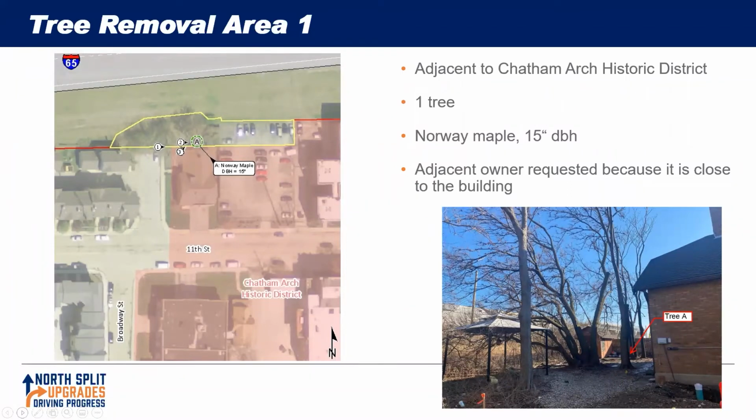Tree removal area 1 is located south of I-65 near 11th and Broadway streets. It's adjacent to the Chatham Arch Historic District. If you're familiar with this area at all, that tree is adjacent to what used to be an old firehouse that is being refurbished. The tree is about 8 feet from the structure, and the adjacent property owner has requested that that tree be removed because it is so close to that structure.